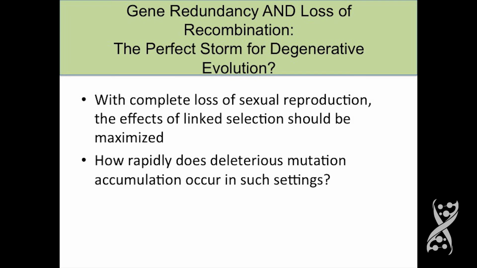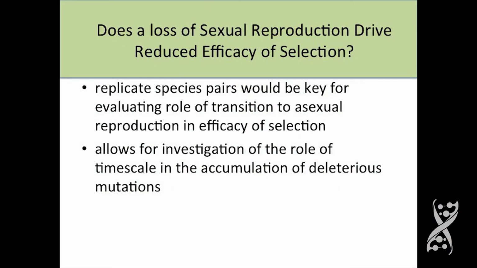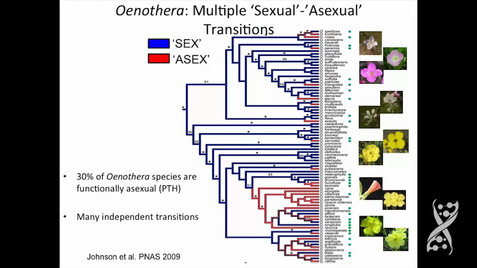this degenerative evolution is the loss of sex entirely. So if we have a diploid that's lost sex, we now have the entire genome as permanently heterozygous and permanently lost recombination. So this would be a really interesting system in order to investigate degenerative evolution. But to do that most powerfully, of course, ideally, we would have replicate species pairs across different timescales. And then we could investigate the role of timescale in this accumulation of deleterious mutations. So to look at this, the Oenothera system, the evening primrose system, actually provides a really nice model in order to look at this.